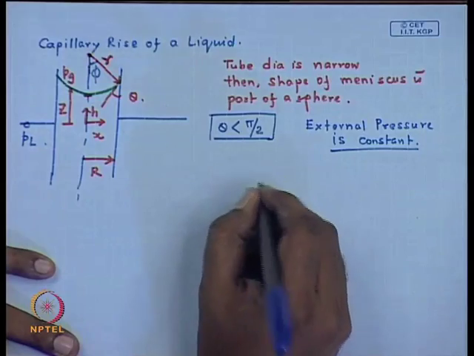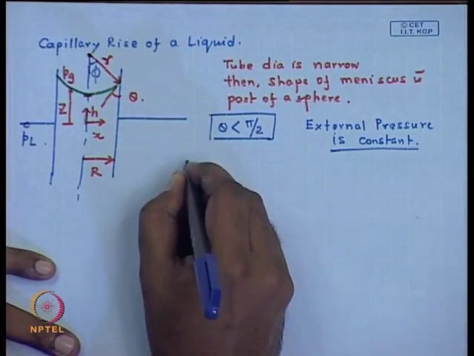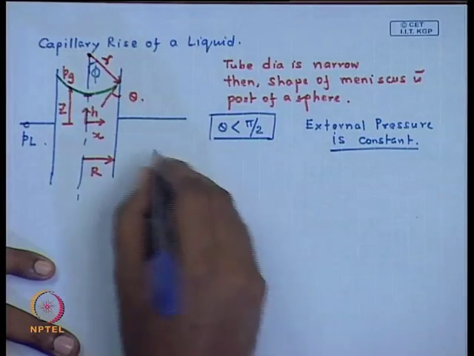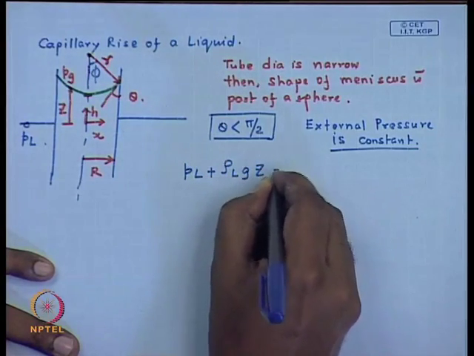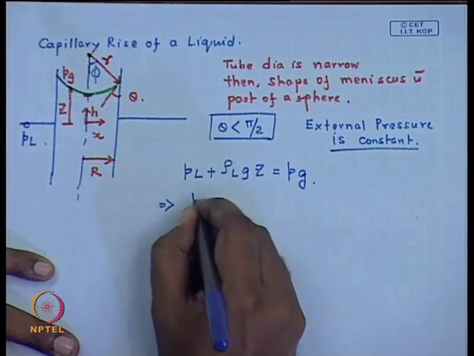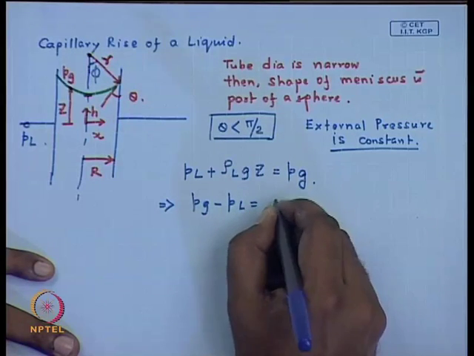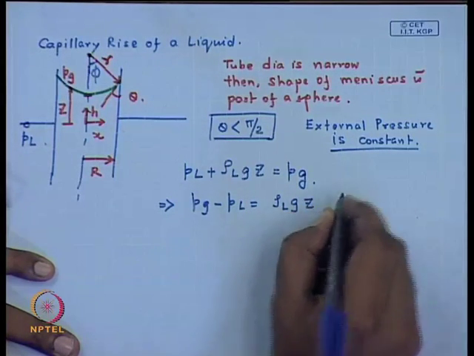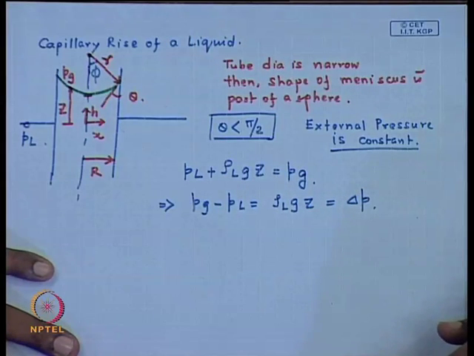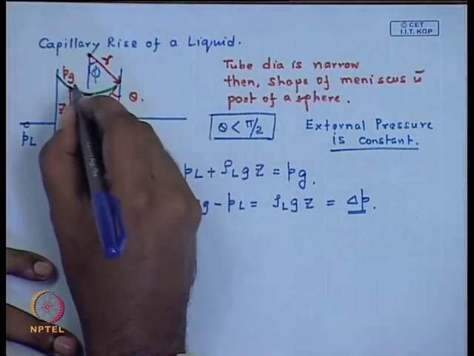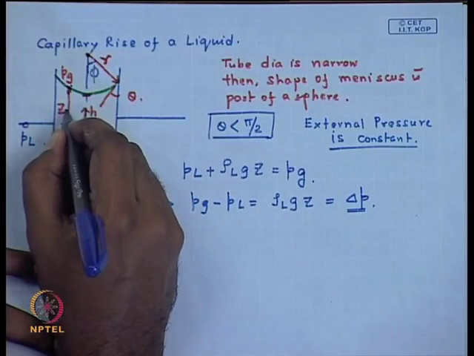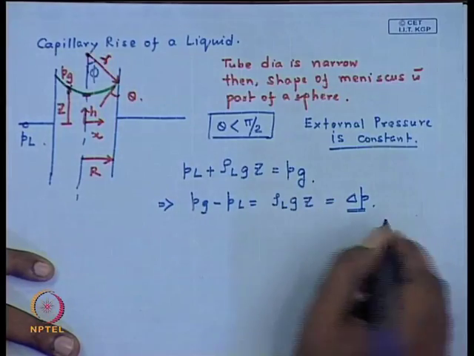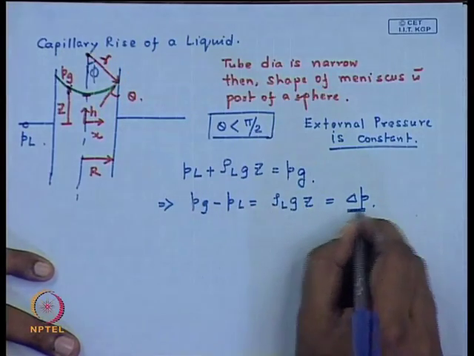So, let us look at how we can proceed based on the concepts we already have. From this particular balance, if we look at Pg at any specific point, it is simple. What comes out is that Pg minus PL is equal to delta P. This is the pressure at this particular point on the air side, or the gaseous side. This is the pressure PL plus rho L g z on the liquid side, and the difference between the two, which are balanced, is delta P.